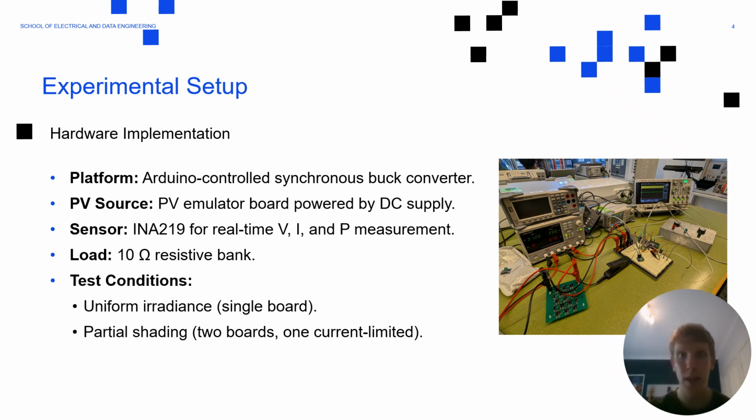The hardware implementation consisted of a PV emulator board powered by a benchtop power supply, which was connected to a static 10 ohm resistive bank via a synchronous buck converter, and this was regulated using an Arduino R3. The INA219 sensor was used to measure the PV emulator board current and voltage, and two separate test setups were used for the uniform irradiance and partial shaded conditions.